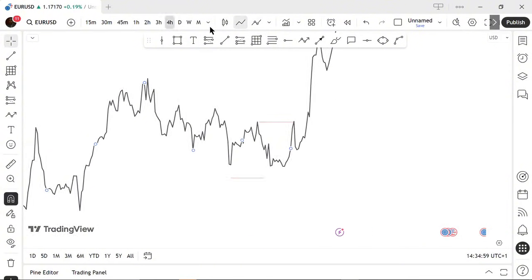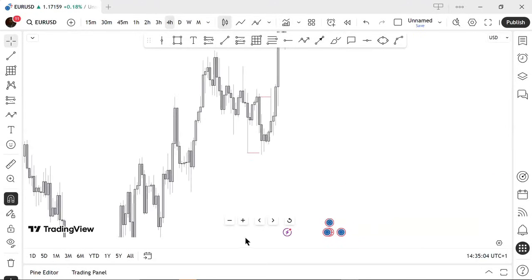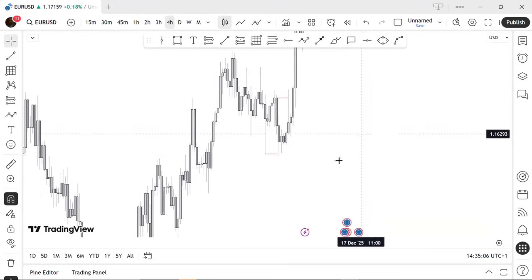Now, if we come to 4 hours, we want to get our key level, right? On the 4 hours time frame, we can see very clearly that this was the closest key level we could have used, which was a fresh key level. We had this open close key level around here.